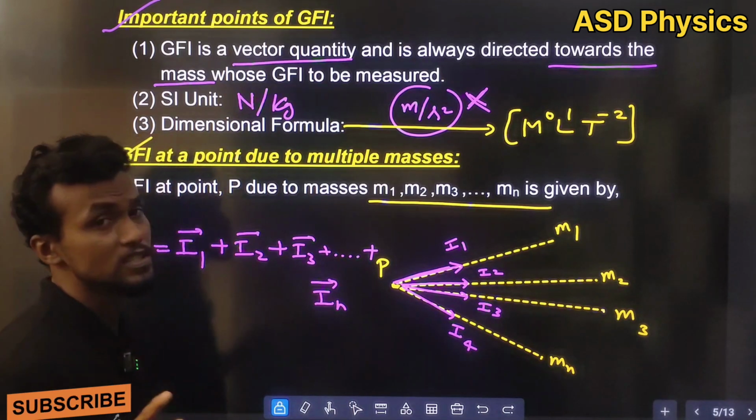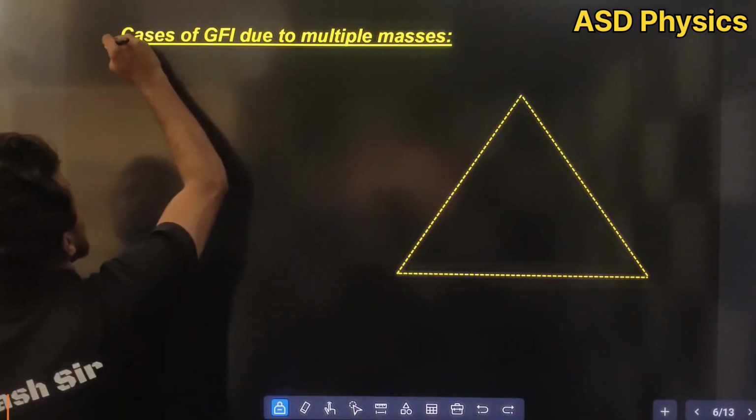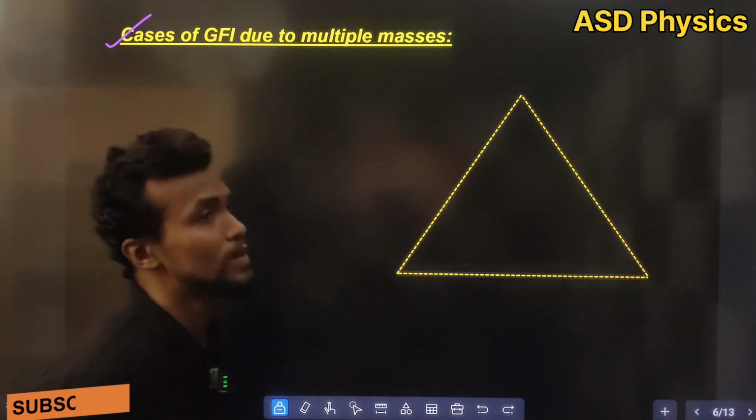Okay, so this will be the resultant GFI. Please see it very well. After that, students, let's see here please. Now we are going to see cases of GFI due to multiple masses.